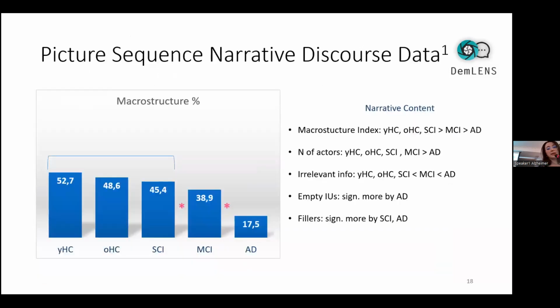Now, the big picture, looking at the microstructure information, we were able to discriminate between the 3 clinical groups, while the 2 healthy control groups, plus the individuals with subjective cognitive impairment, performed alike. And also the same sort of effect we have when we're looking at the irrelevant information, with irrelevant information increasing as we progress towards the AD group. A couple of indexes that appear to be of interest and singling out AD participants were the number of actors, MDIUs, and fillers.